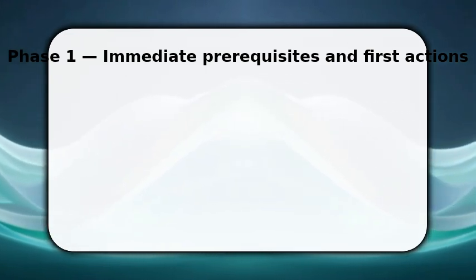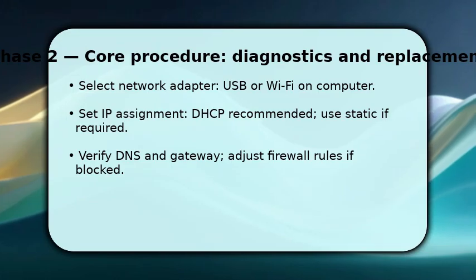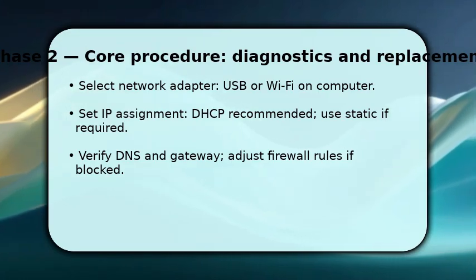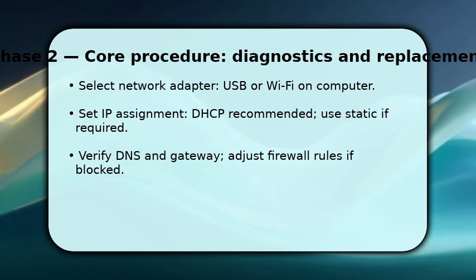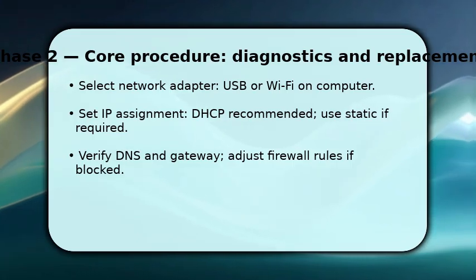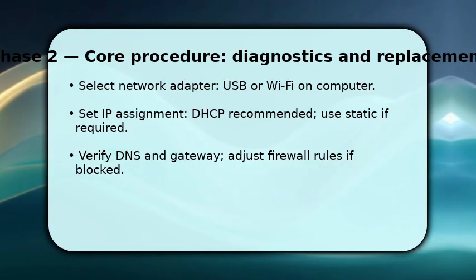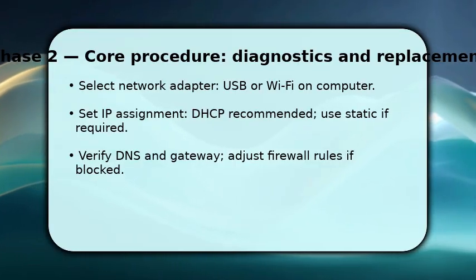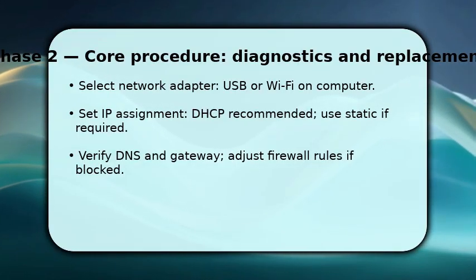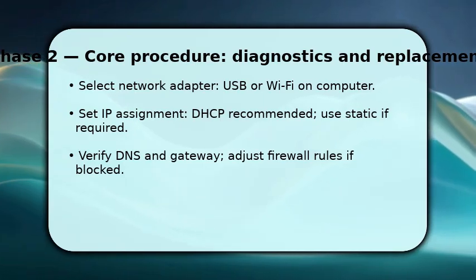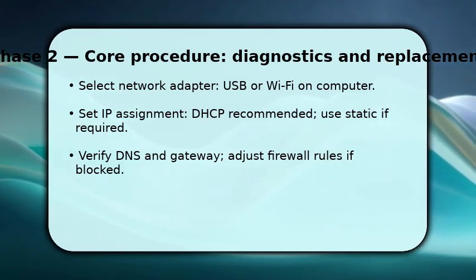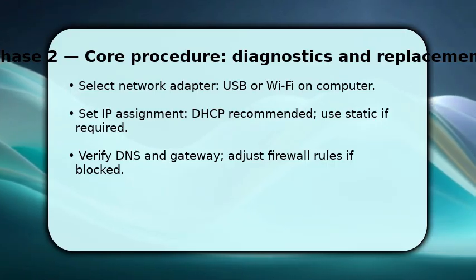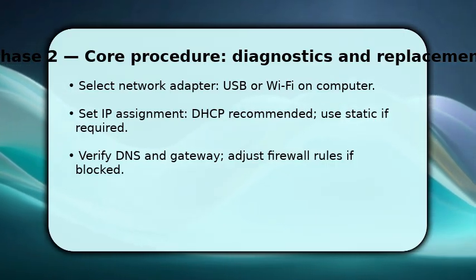Next, configure the computer's network settings so traffic flows through the phone. Choose the newly visible adapter, USB Ethernet or the phone's Wi-Fi hotspot, and accept DHCP for automatic IP, DNS, and gateway assignment. If a static IP is required, enter address, mask, and gateway accurately. On Windows, use Network and Sharing Center. On Mac OS, use Network Preferences.